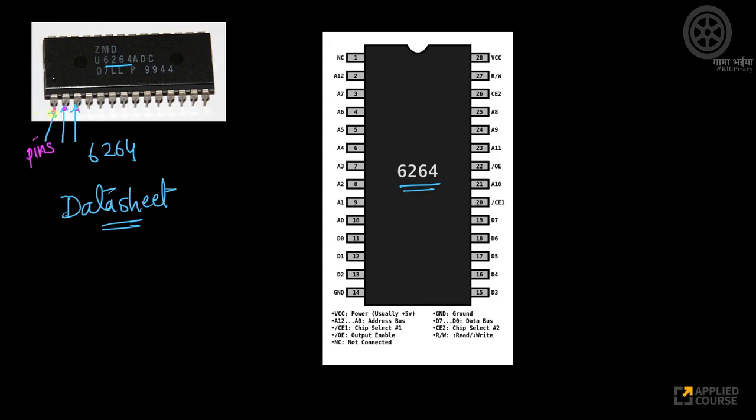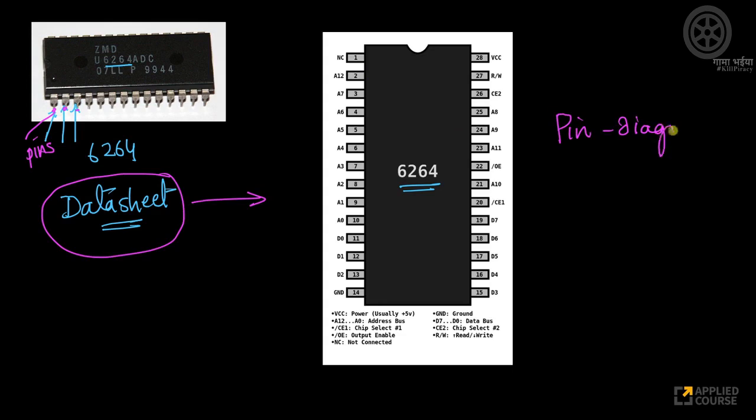Or you can actually connect them using your printed circuit board. You can take wires and connect them to whatever you want. Look at this. If you look at the data sheet of 6264, this is called a pin diagram. This is the pin diagram of 6264.